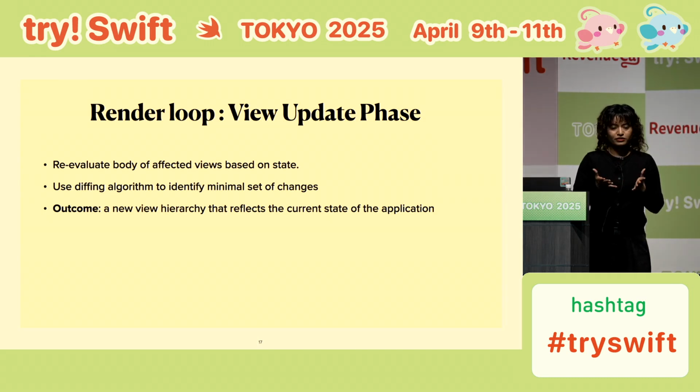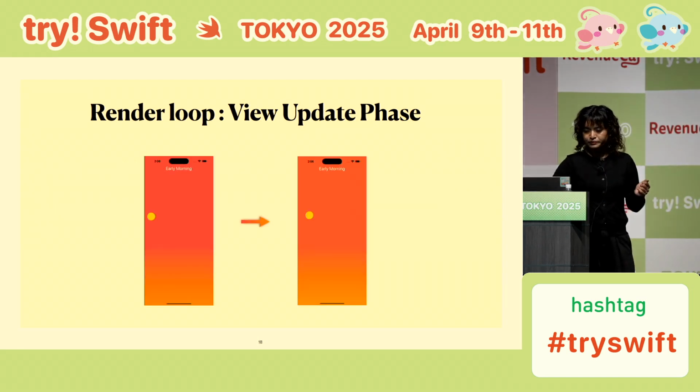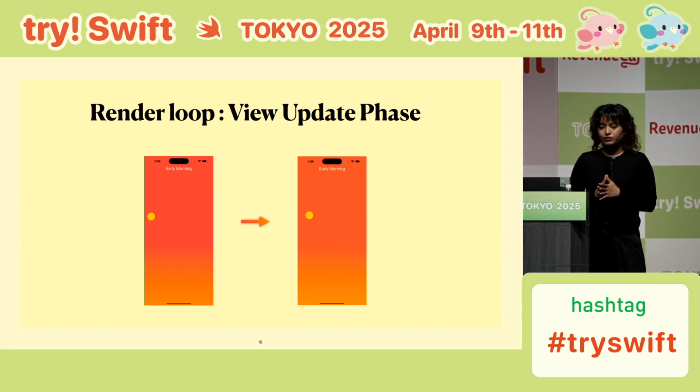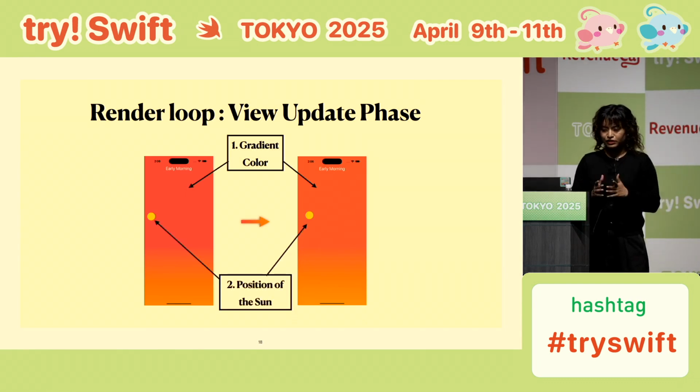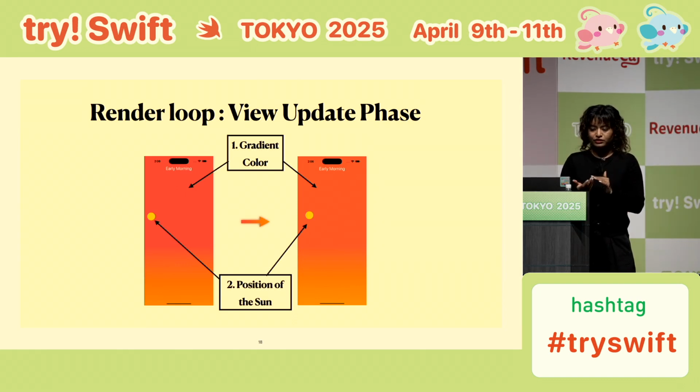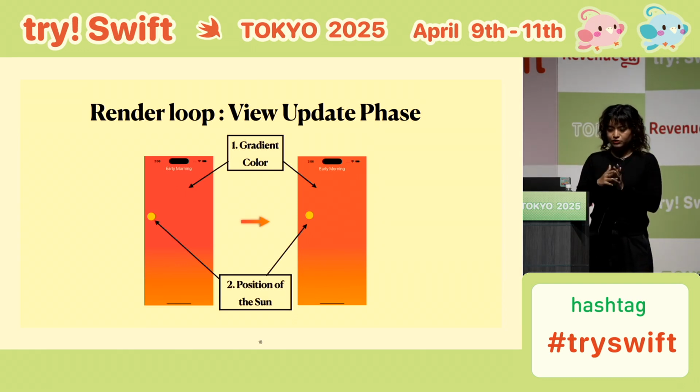And of course, the outcome is going to be a new view hierarchy that's going to reflect the state changes that came before. Let's take these two frames, for example. The frame on the right represents the new view hierarchy, and in the ongoing animation, SwiftUI is going to identify two elements that have changed, and is going to apply the changes and come up with this new view hierarchy that you see on the right.